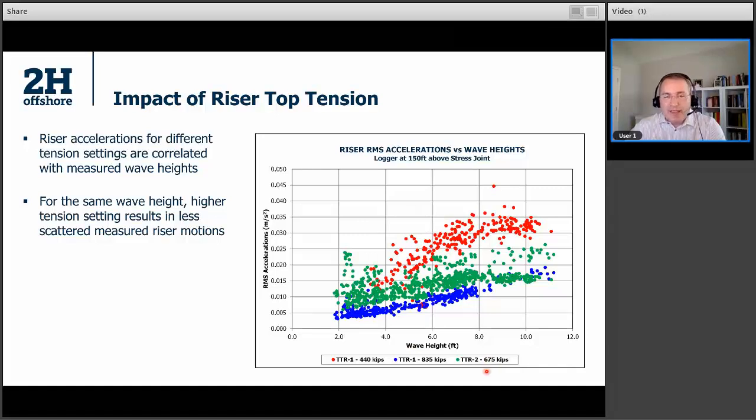So we again observe that TTR1 accelerations reduced by a factor of 2 with an increase of the top tension. We can see it clearly over here. And also for the same wave height, say at 8 feet, when you increase the tension, you observe less scattering in the riser motion. So for higher tension, we are seeing less scattering than those observed for the low tension setting case.